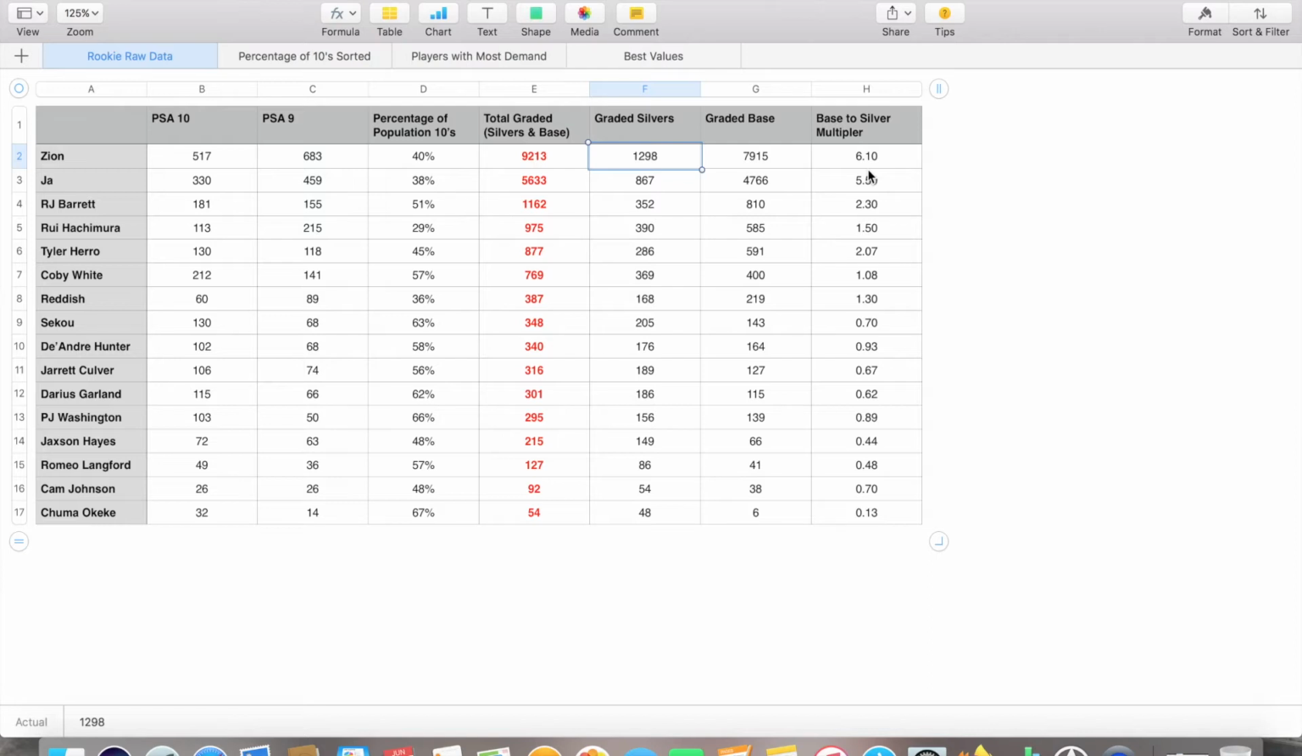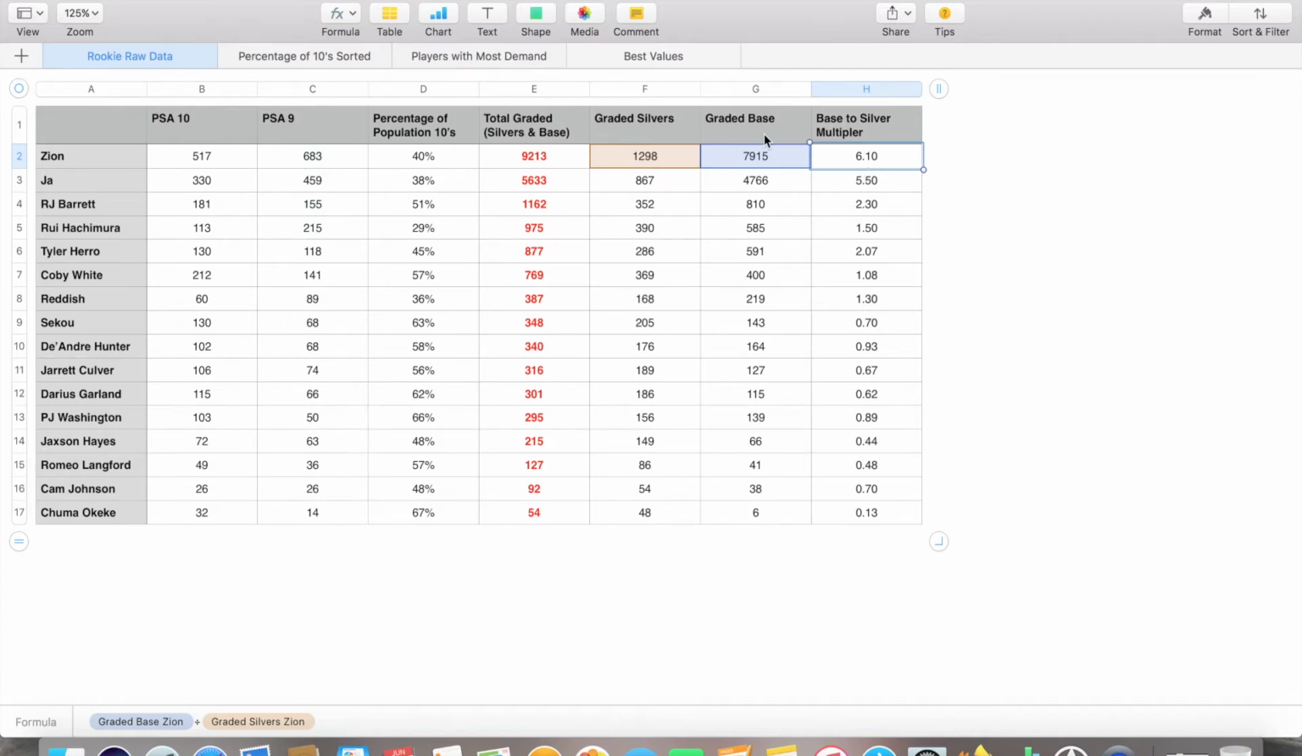These are players that people might collect, and they might want some of their cards, but they're not going to be out there buying up 5 to 10 Prism base or anything like that. So the higher this base to silver multiplier, the more demand for that player there is currently.